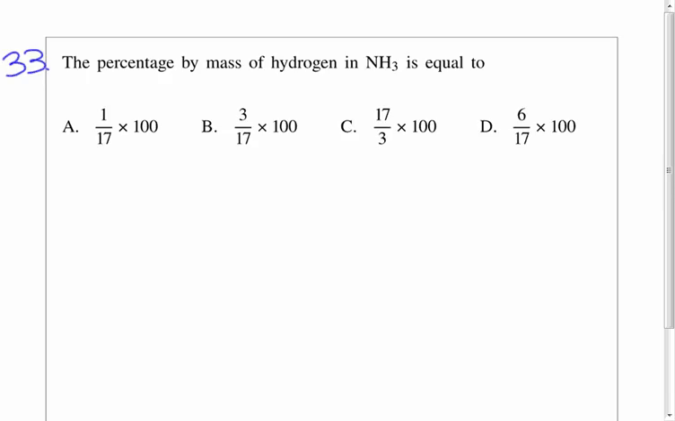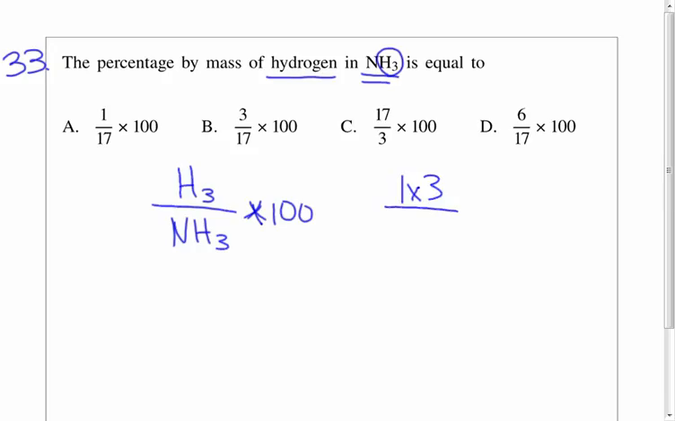For 33, we want to determine the percentage by mass of hydrogen in this compound. So our part, we have 3 hydrogens. And if we wanted to write it that way, we could. Or we could write H3 like this also, and it will be over the whole amount times 100. So when we look up hydrogen, it's 1.01, or we can just do 1 times 3. And then for the bottom, we have 14 for nitrogen plus our 3 hydrogens. So we end up with 3 over 17 times 100.